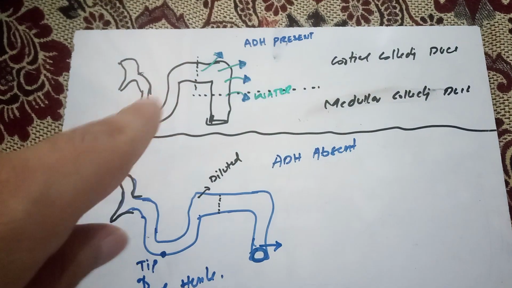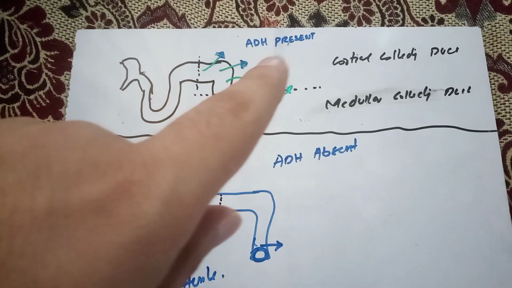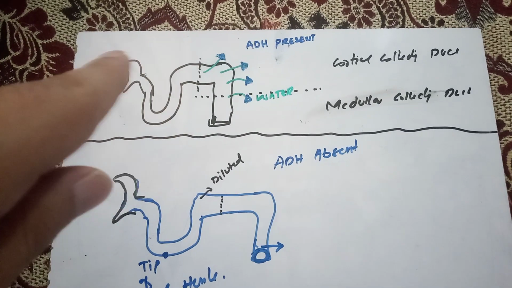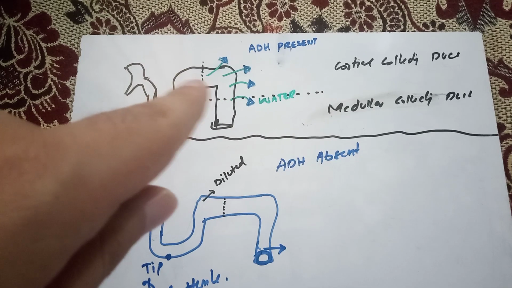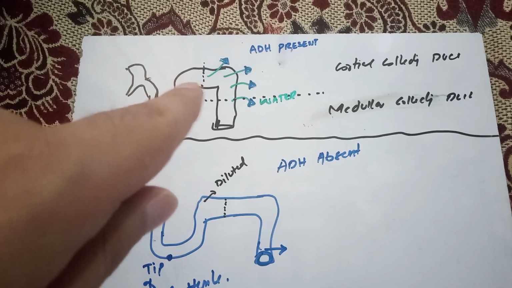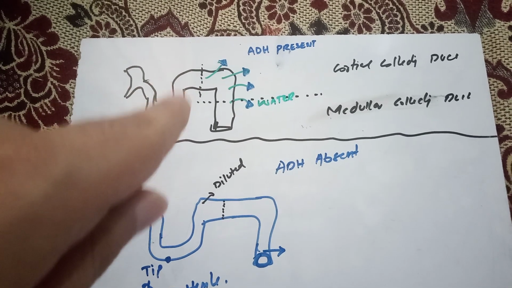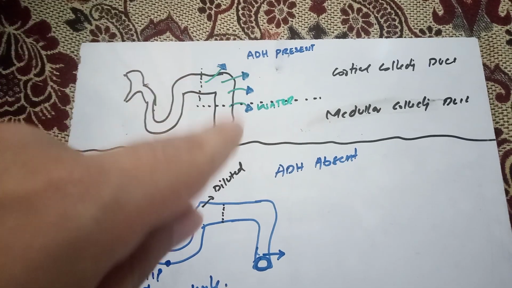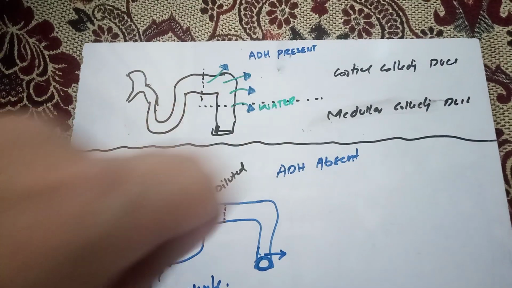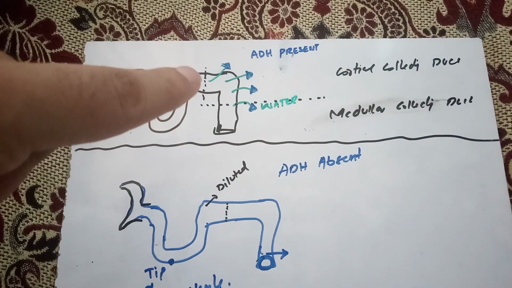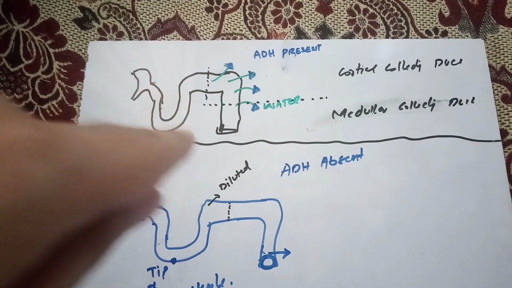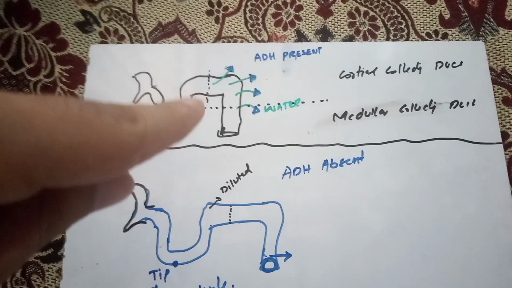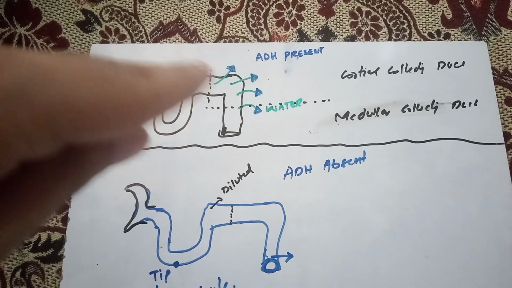So in the presence of ADH, most diluted urine will be present in proximal DCT, because the urine was diluted over here. It is the diluting segment. This portion. So till here the urine is diluted. After here it depends upon the ADH. So in the presence of ADH, most diluted urine will be present in proximal DCT. If that is not an option, then DCT. If that is not an option, then thick ascending limb of loop of Henle.